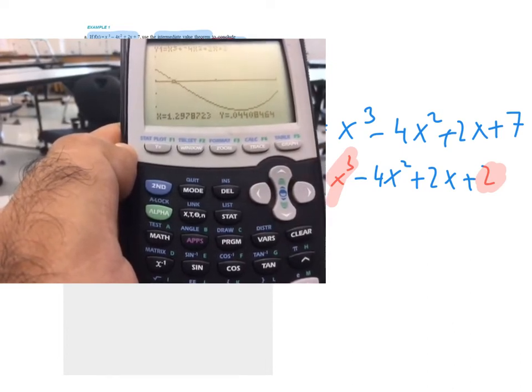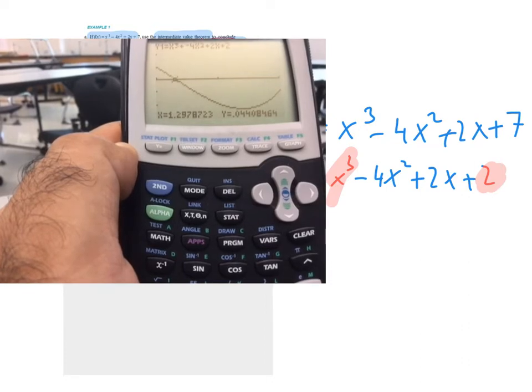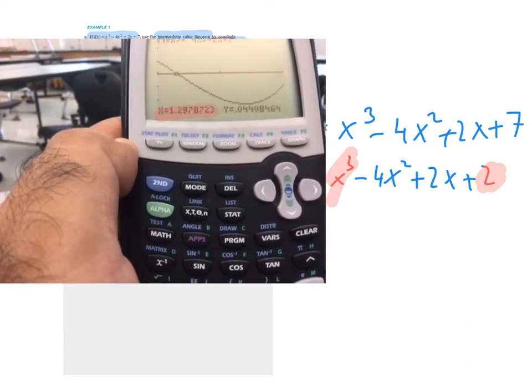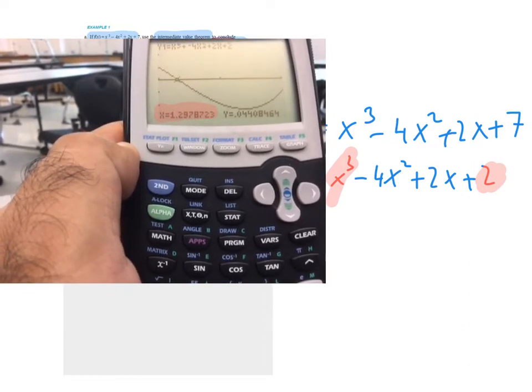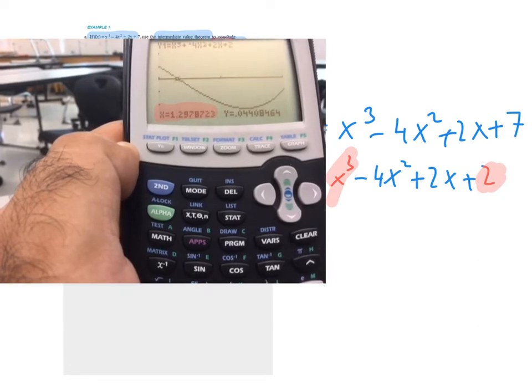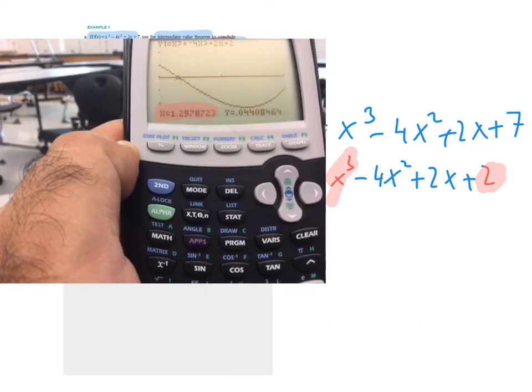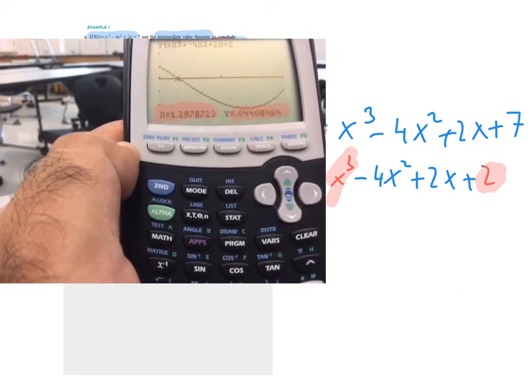The value I'm looking at is, what is the x value when the y equals 0? Because I told you I keep in mind that y equals 0. So at 1.297 or 298, I have roughly 0.044. That's close enough. So the calculator will not always give you perfect zeros.